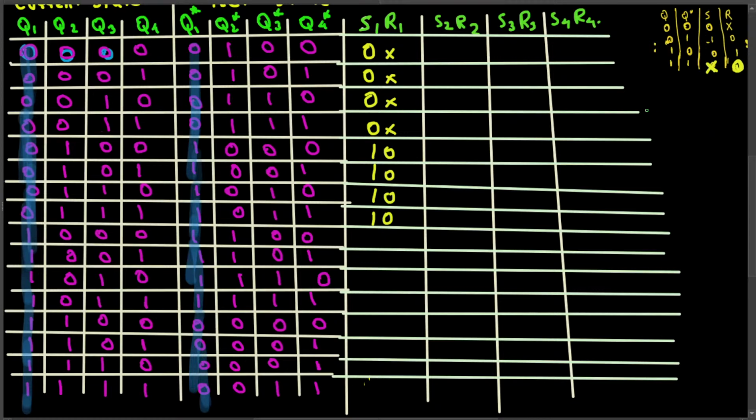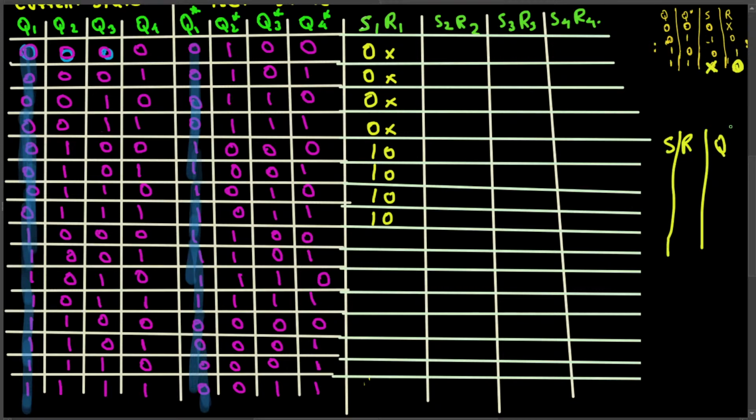Let me write the table, SR table. SR flip-flop and then Q next state. This is the truth table. If it's 0 0, it's same as the previous. If it's 0 1, that is 0. Same as the previous, same as Q. Or you can just write Q. If it's 1 0, this is 1, and 1 1 not allowed.